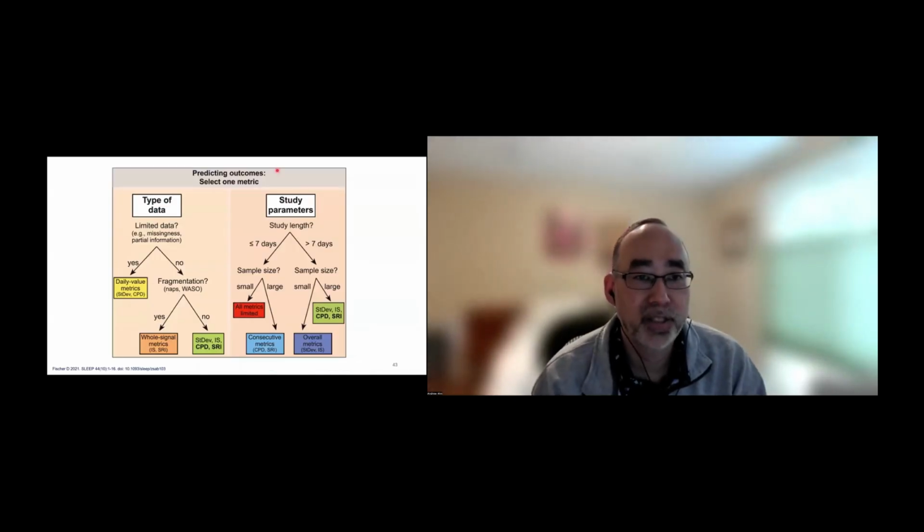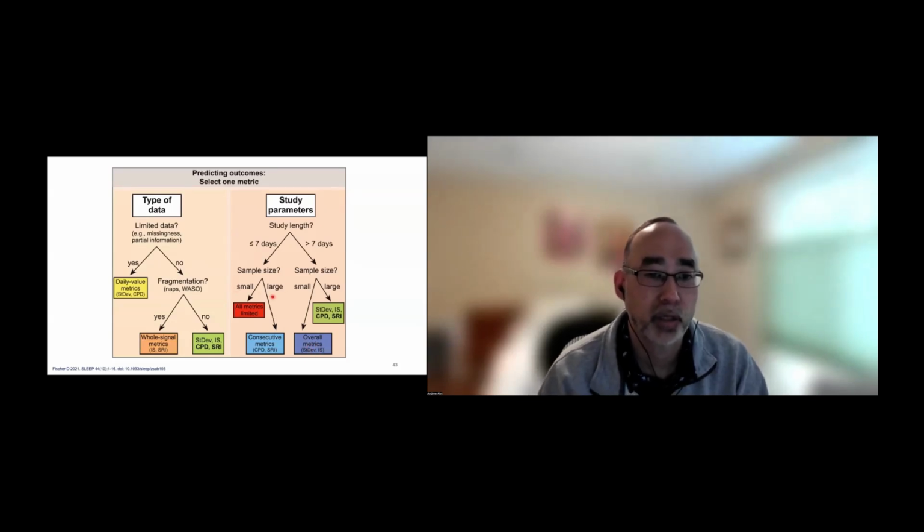And this is just a nice summary of how to choose what marker you're going to use. If you have a type of data that has some limited data, like a lot of missing information, use the daily metrics like standard deviation or CPD. If it's not limited, but you're worried about fragmentation, you need whole signals like interdaily stability or SRI scores, or if you're not, then CPD and SRI scores. And again, to consider the importance of study length. So the more days, the better for standard deviation and interdaily stability. And you need to consider the sample size as well.